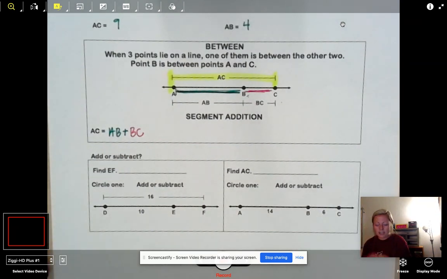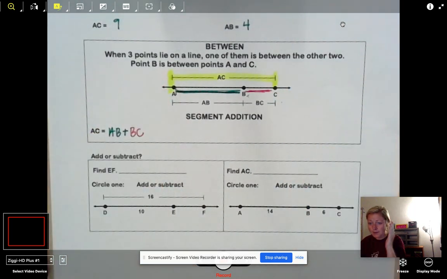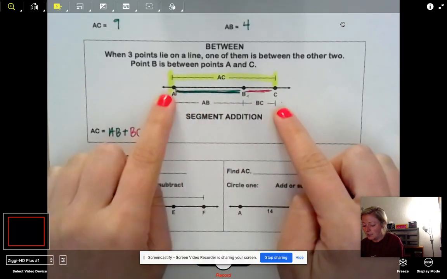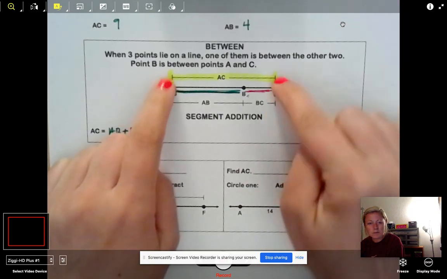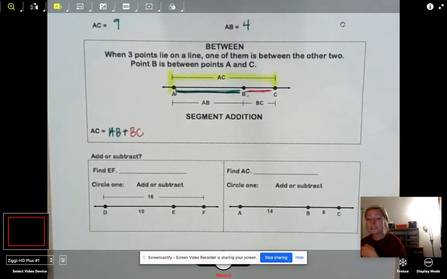And what we just did there is we call that the segment addition. It's when you have a segment, so AC, right? That's my big segment. And then I break it up into its two parts. And doesn't that make sense that AB plus BC gives me the whole thing? Okay, let's try some problems.